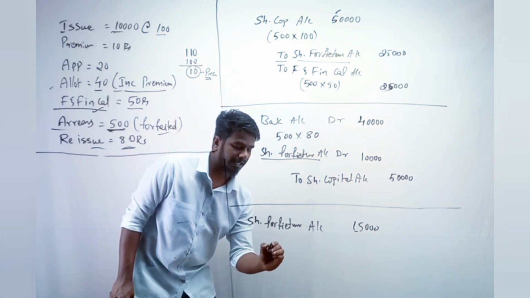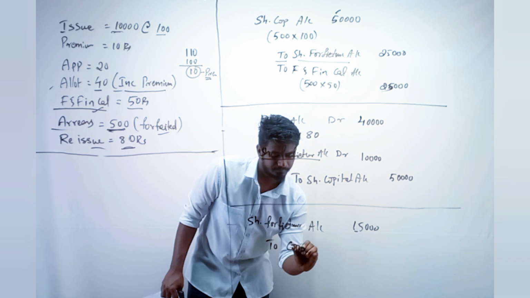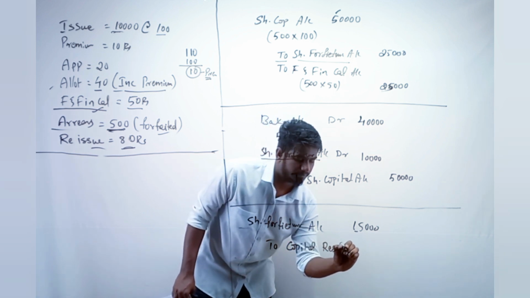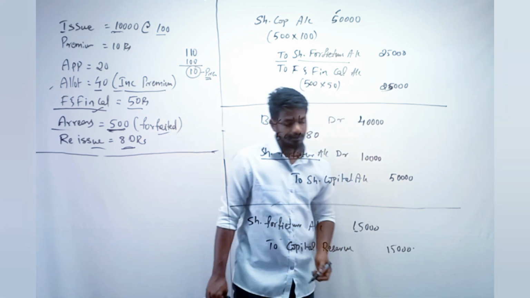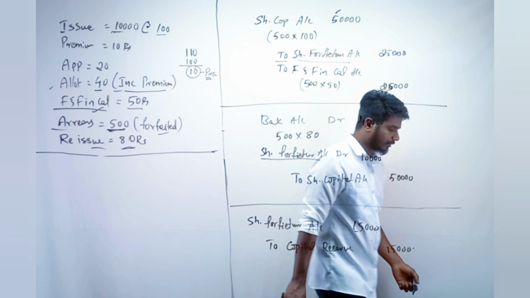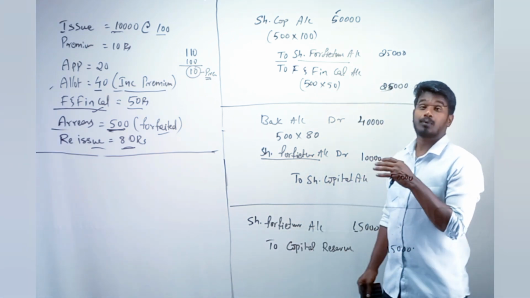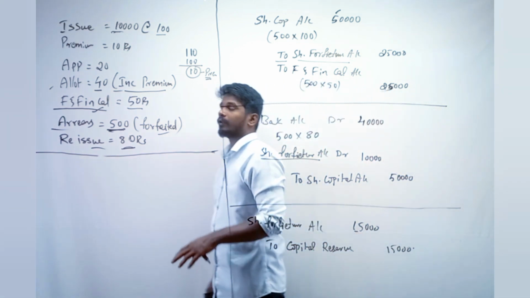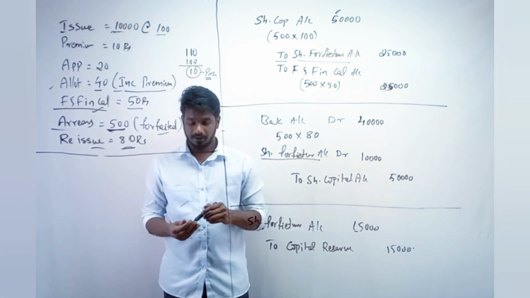So where will we transfer this balance? To capital reserve. 15,000. The narration will be profit on reissue transferred to capital reserve. Profit on reissue transferred to capital reserve. So this completes your 12 marks question, and you can note it down.